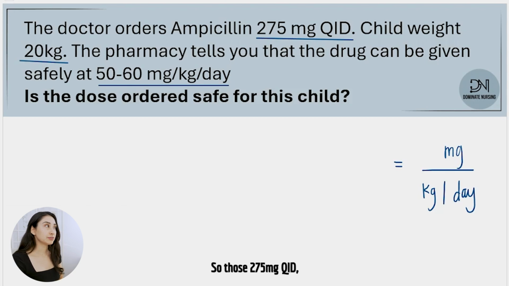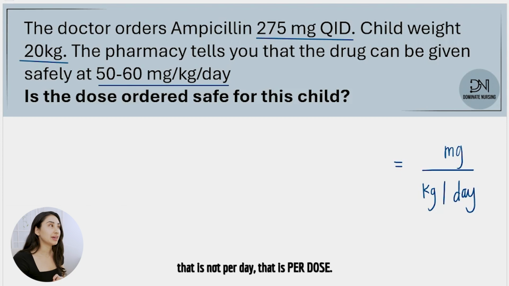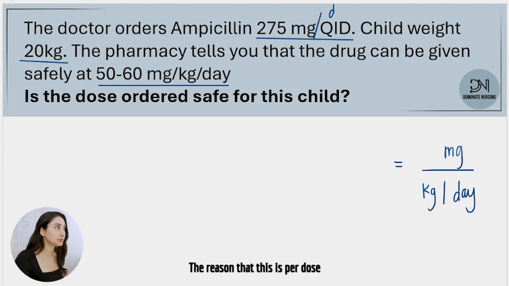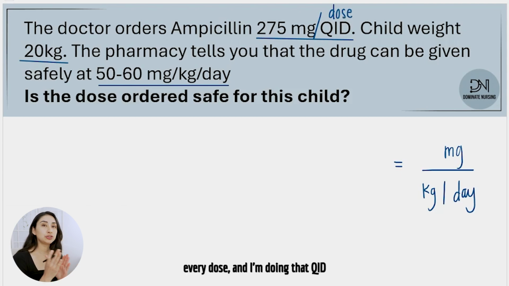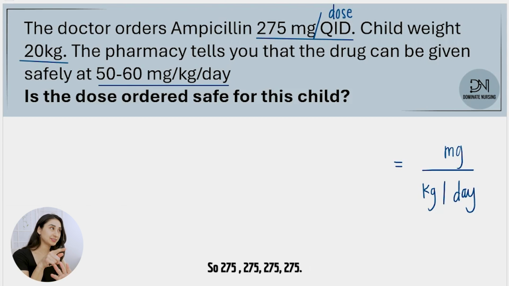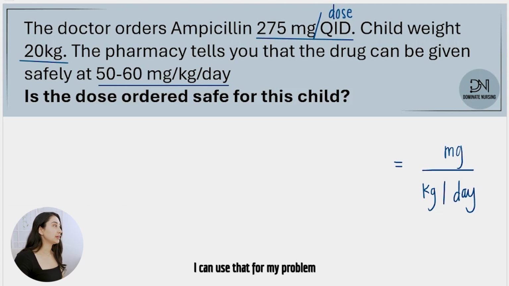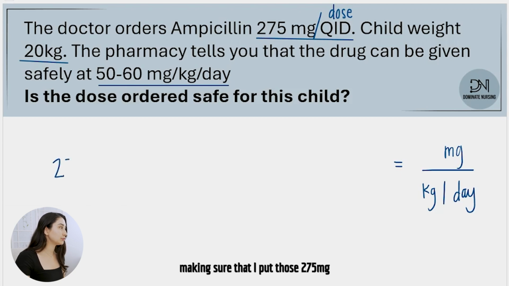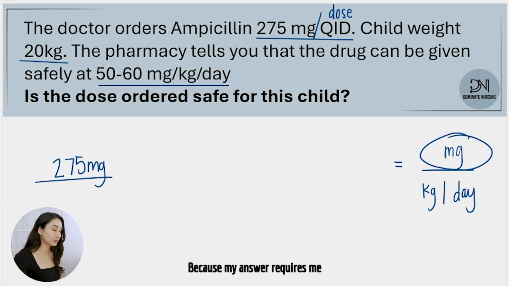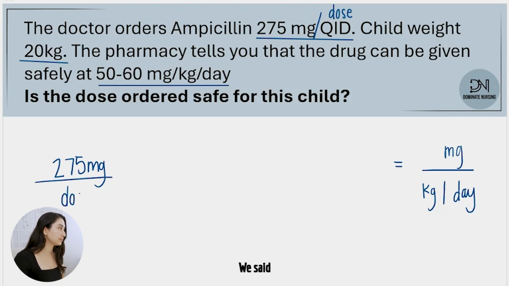So those 275 milligrams QID, that is not per day. That is per dose. The reason that this is per dose is because I am going to give 275 milligrams every dose, and I'm doing that QID, meaning 4 times a day. So 275, 275, 275, 275. You get the point. So this is 275 milligrams per dose. I can use that for my problem, because I know 275 milligrams per dose, I can eventually convert that to day. So I'm going to plug that in, making sure that I put those 275 milligrams in my numerator. Why? Because my answer requires me to put it in the numerator. So 275 milligrams per dose, we said.